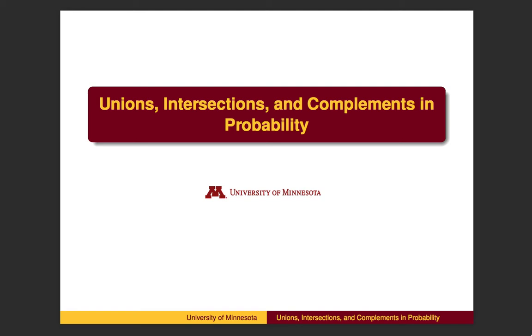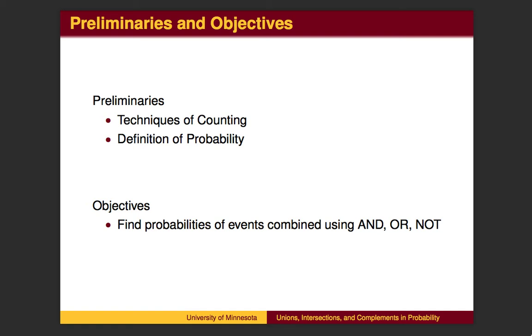Unions, intersections, and complements in probability. You should be familiar with counting methods such as the general counting principle, permutations, and combinations. It is also useful to know the binomial theorem. You should also be familiar with the basic definitions in terms of probability. In this lesson, we will calculate probabilities of events combined using the conjunctions and, or, and not.